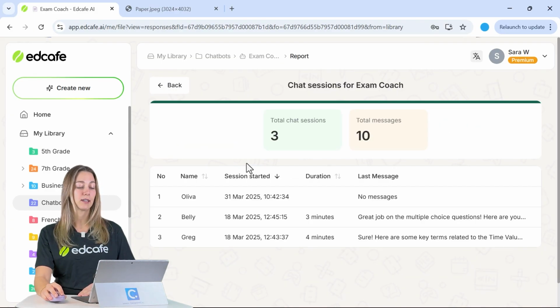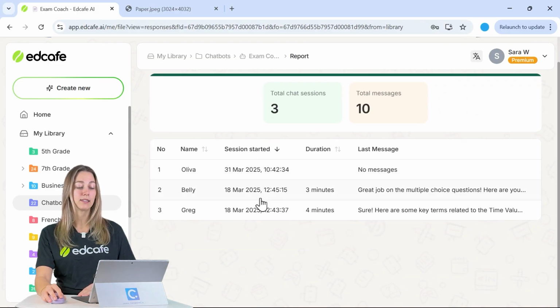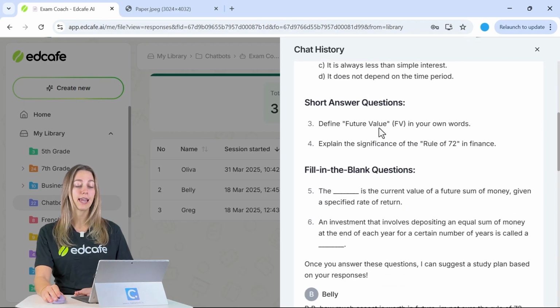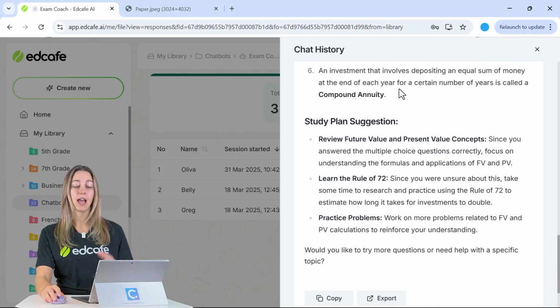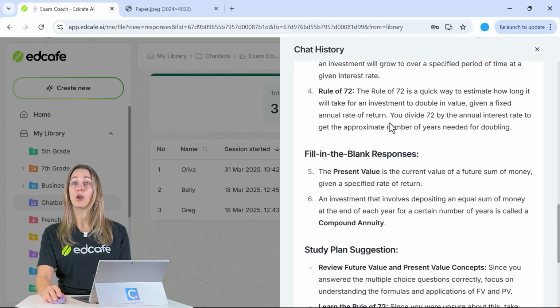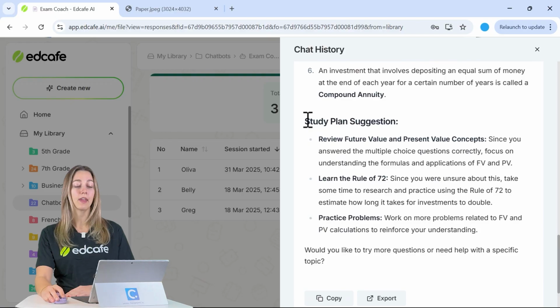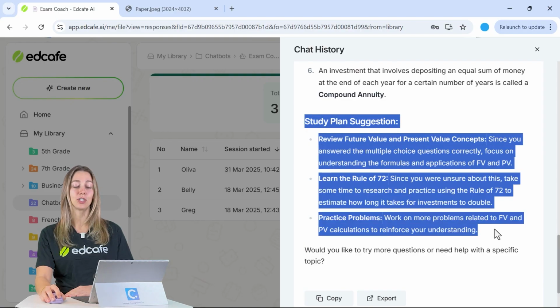So if we take a look at some of our chat sessions, we can see that Belly here has answered some of the questions, and then the AI has responded and let her know if the questions were correct or not, and then provides those study plan suggestions for what to do next.